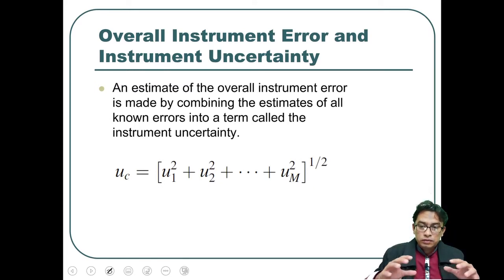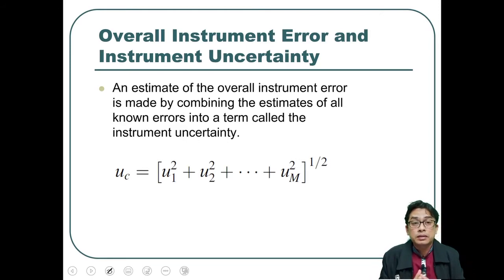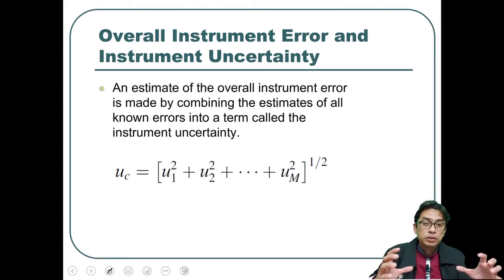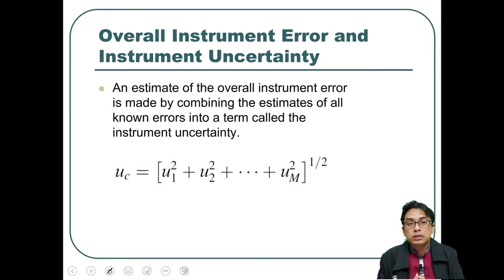If we have a lot of error, we already analyze errors for the instrument, and when we want to combine all these things, we want to summarize in terms of one uncertainty value. So this is the equation that we use. UC is equal to the power of each of the uncertainties that reflect to the error, and then we plus together all these uncertainties, and then we square root, and then we can get the total uncertainty of the instrument.